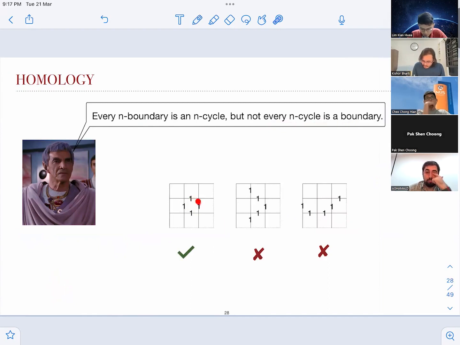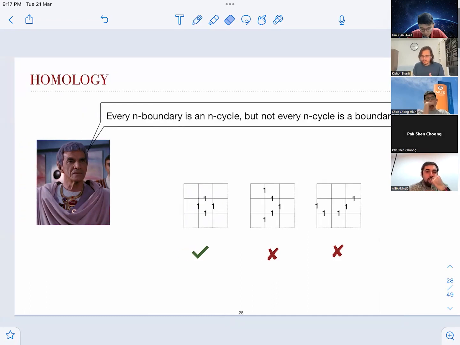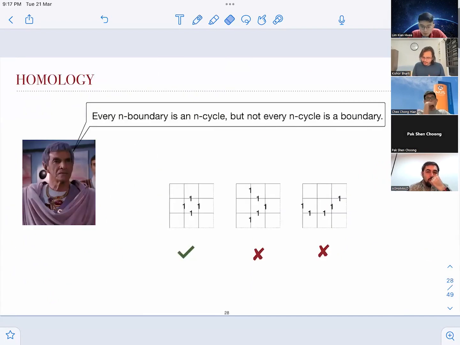For example, if you have this plaquette where you assign 1, 0 and 0, 0 everywhere, and you act on it by the boundary operator, you will get the object which is here. So this chain is a boundary, but if you look at these ones, here and here, they are not boundaries.